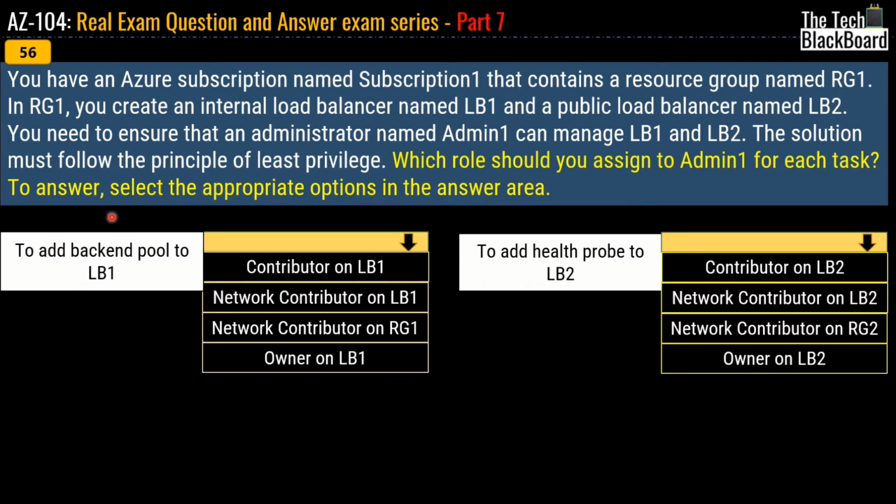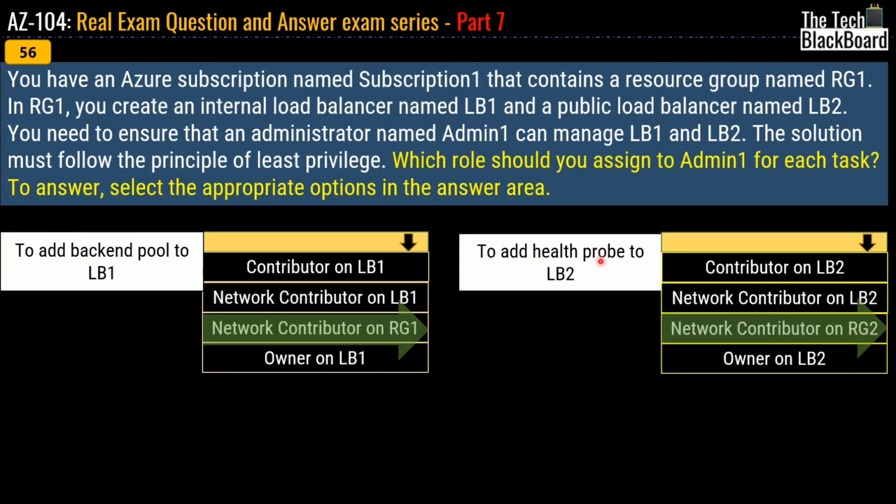Now here you can see that you are given 2 tasks. The first task is to add a backend pool to LB1 and the other task is to add a health probe to LB2, which is nothing but a load balancer. Now, out of the options given here, you have to choose the most appropriate solution that also complies with the principle of least privilege. And the correct answer for this question is network contributor for RG1, that goes for the first task, and similarly network contributor on RG2 that also goes for the second task.